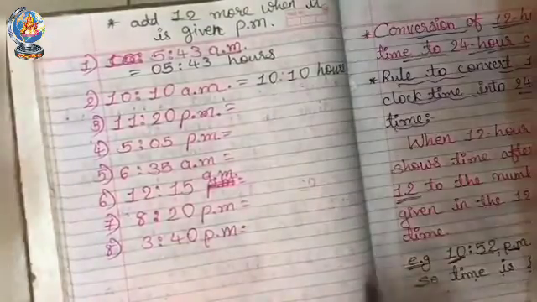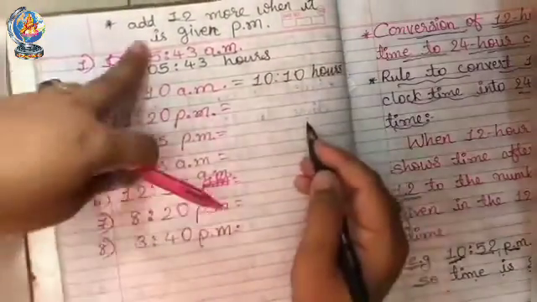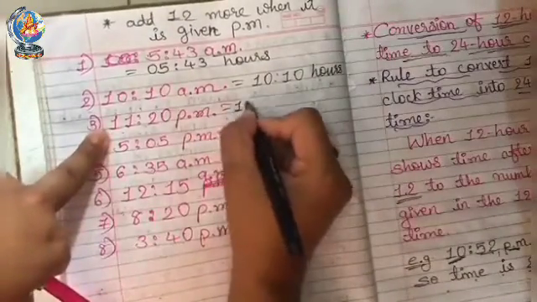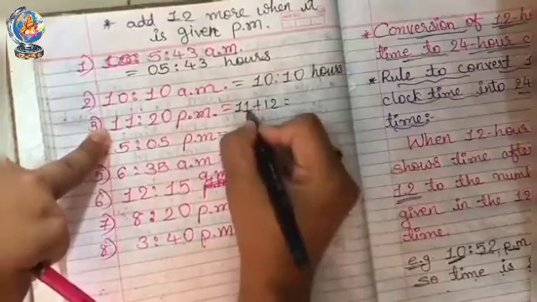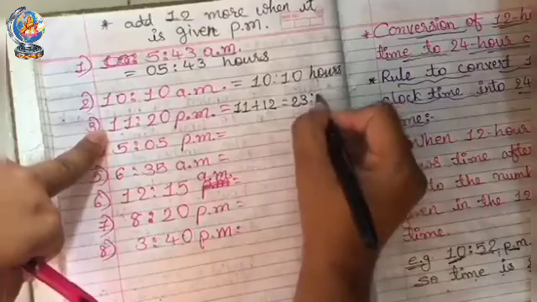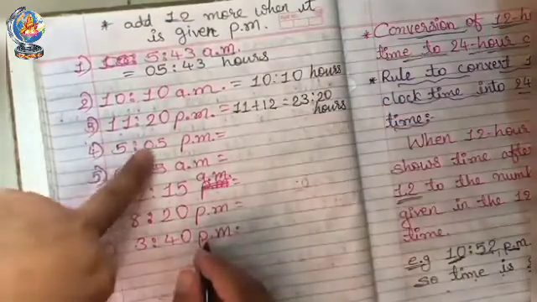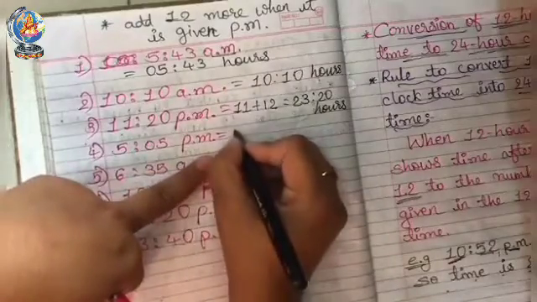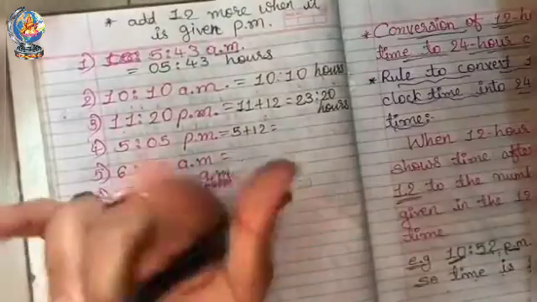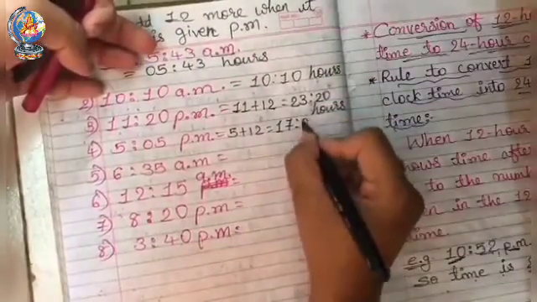Okay, now let's see. 11:20 PM. We have to add 12 when it is PM. So 11 plus 12. How much will it be? 3 and 2, so 23:20 hours. Right? 5 PM. So again 5 plus 12. How much will it be? 13, 14, 15, 16 and 17. Right? So 17:05 hours.